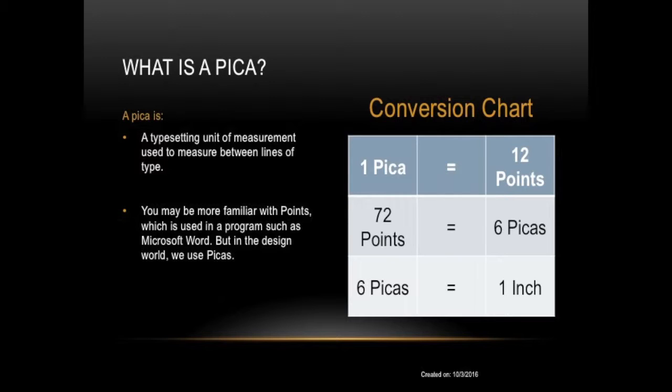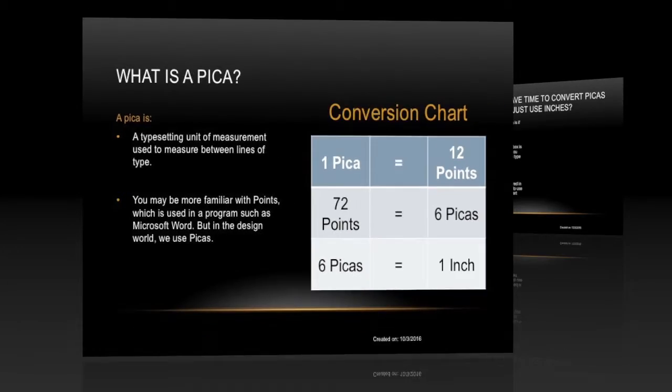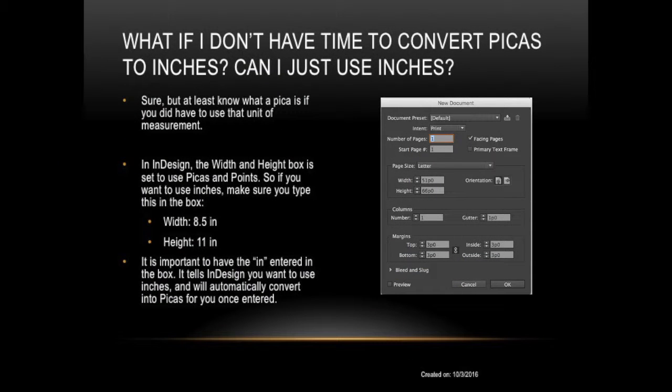So here on the right of your screen we have a conversion chart. 1 pica equals 12 points. 72 points equals 6 picas, and 6 picas equals 1 inch. Well, what if I don't have time to convert picas to inches or points? Can I just use inches? Well, sure, but at least know what a pica is if you did have to use it.